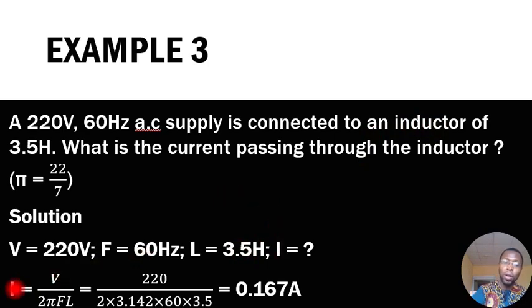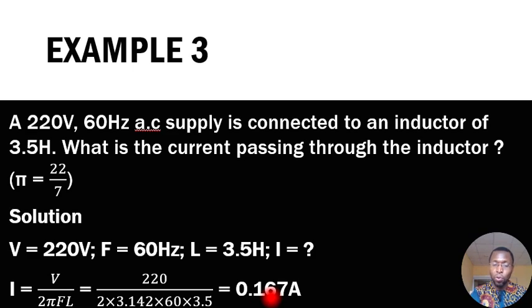To calculate the current, I equals V over 2 pi F L. V the voltage, so we have 220 over 2 times pi in decimal form, which is 22 over 7, approximately 3.142. Then times our F, the frequency, 60, then times our L, the inductance, 3.5. When you simplify all of these, the current in the circuit will be 0.167 ampere.